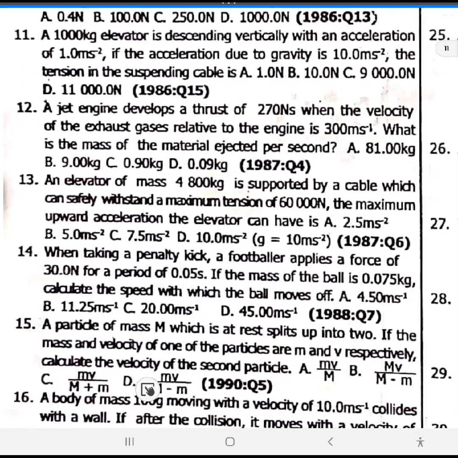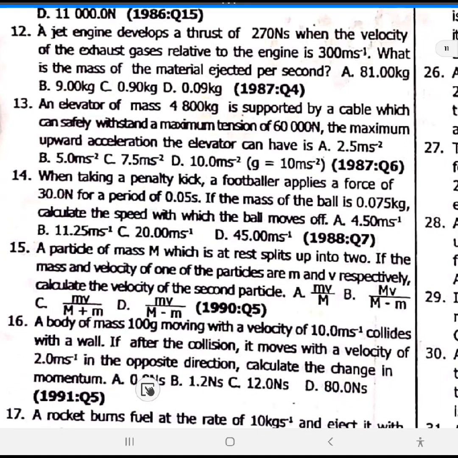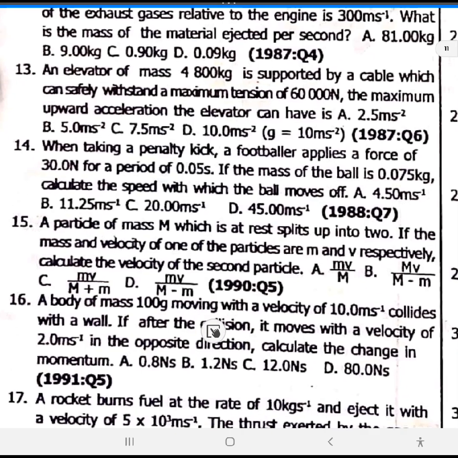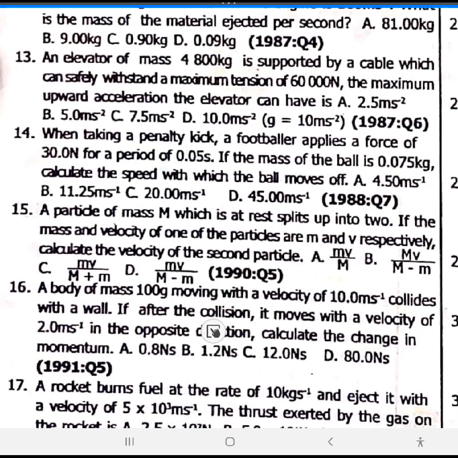14, skip. 15. I would like to give this one. A particle of mass M, which is at rest, splits up into two. If the mass and velocity of one of the particles are m and v respectively, calculate the velocity of the second particle. This one you need to know the formula. So I will just go straight to tell you it is option D, mv over (M minus m). So 15 is option D.